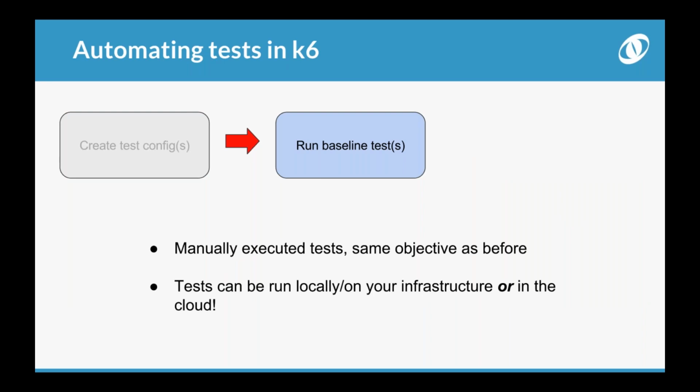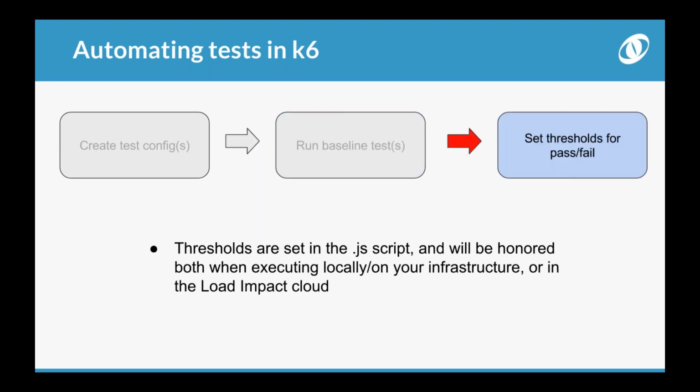So the objective with the baseline test is the same. We want to make sure that we have an understanding of the normal performance level of the system that we are testing. And we already did this and we ran it locally, but you can of course use the cloud execution to find these things out, but that's going to be the subject of the next webinar, as I said. So the next step is to set up the thresholds.